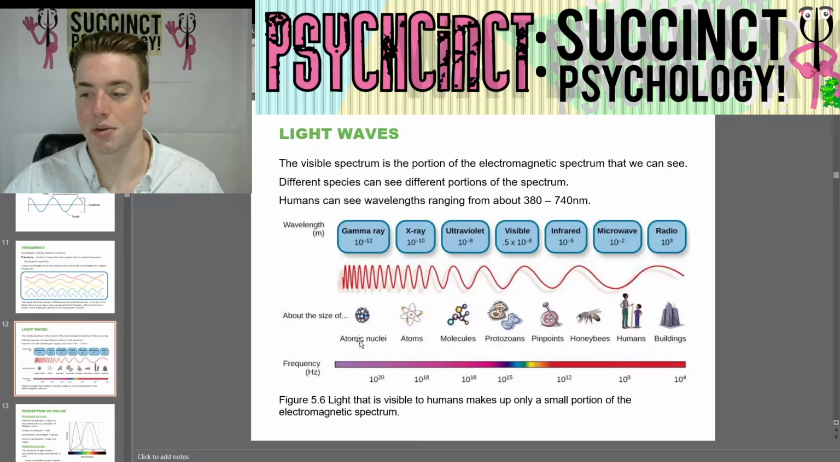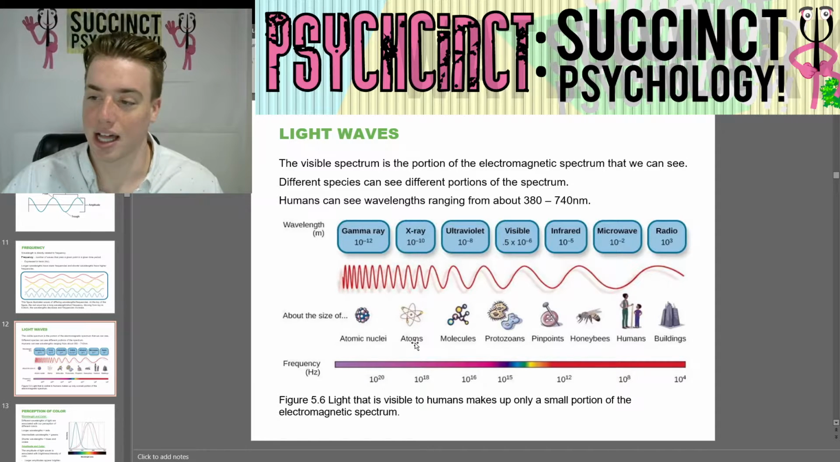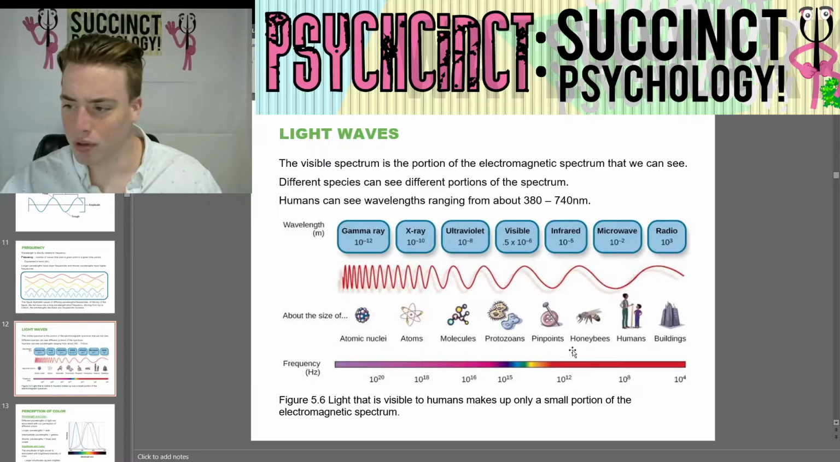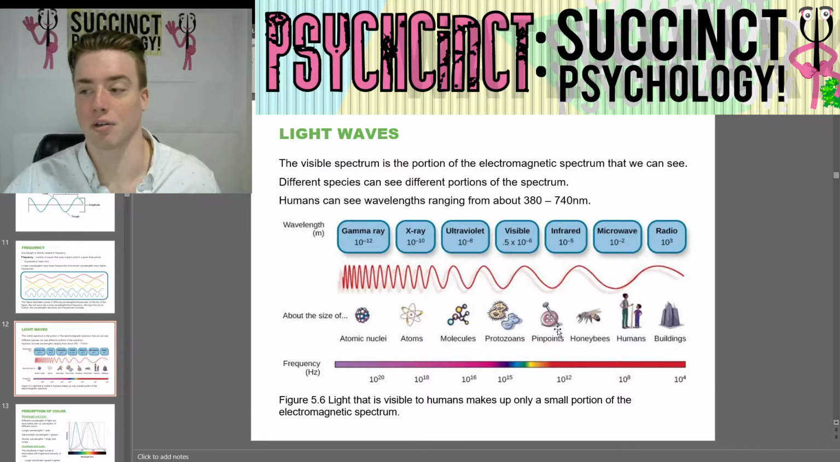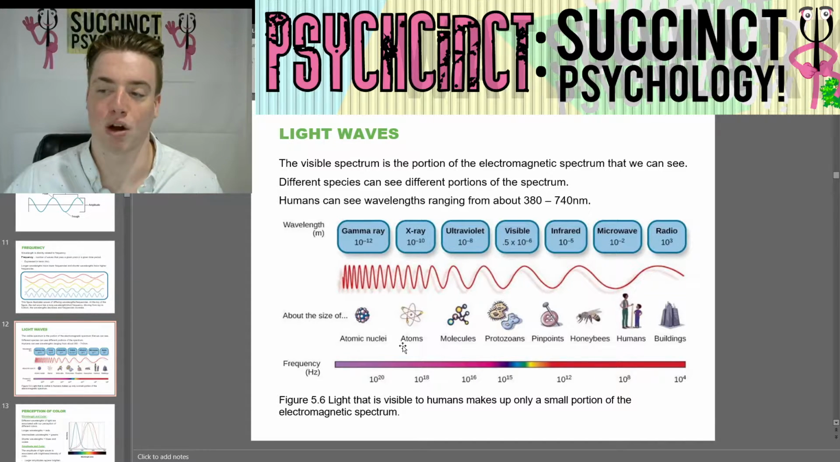Here we have atomic nuclei, which obviously humans can't see, unless you're Superman or something. Then we have atoms, X-ray wavelengths, molecules, ultraviolet, protozoans, which is where visible is, pinpoints, infrared, honeybees, and then humans and buildings. I don't know if pinpoints means something small, like a needle or button. This is about where we can start to see. These are wavelengths that we can perceive. We can't see molecules and atoms. Figure 5.6: light as visible to humans makes up only a small portion of the electromagnetic spectrum. Again, we're all the way down here when there's all this other stuff.